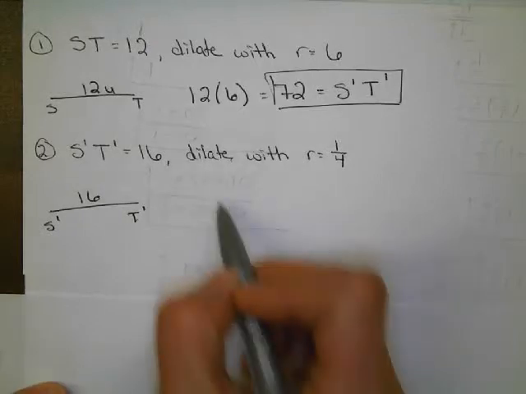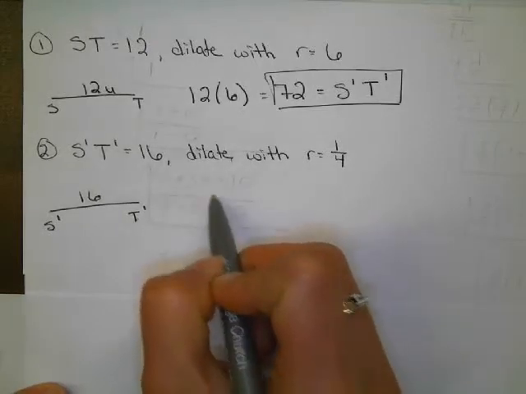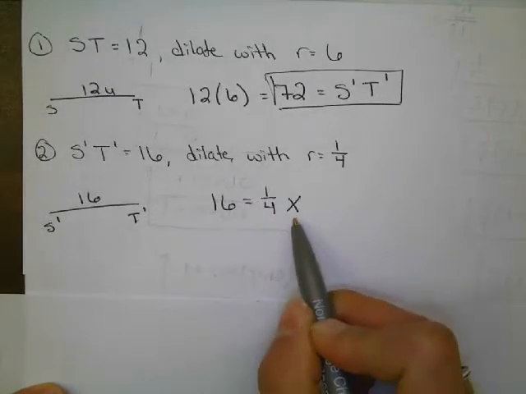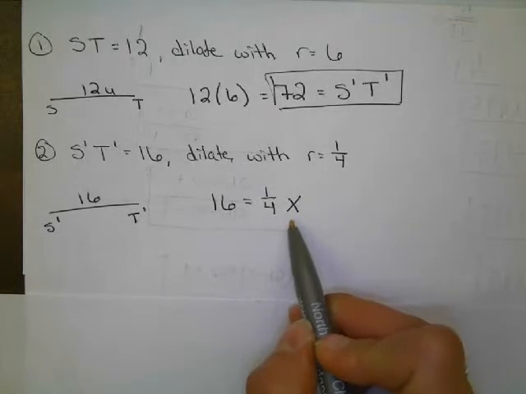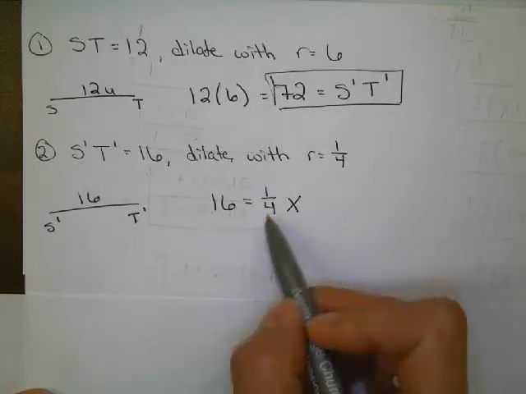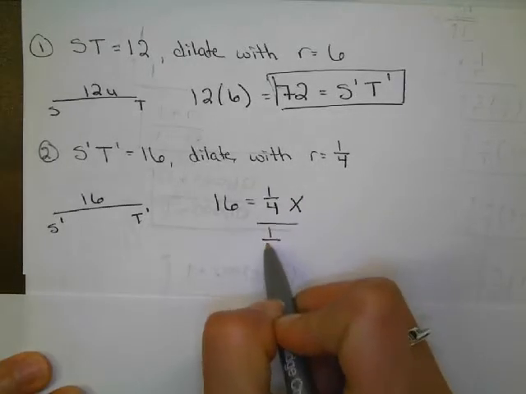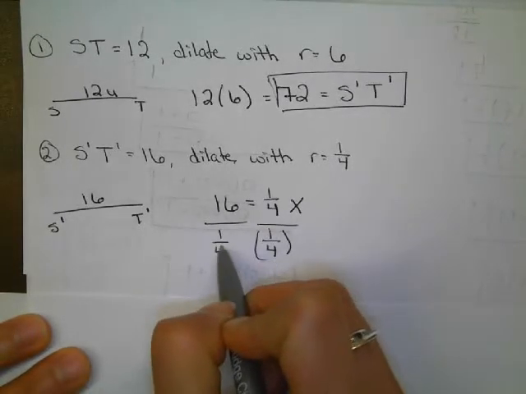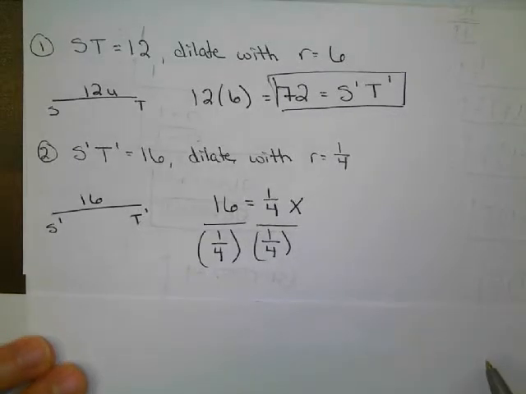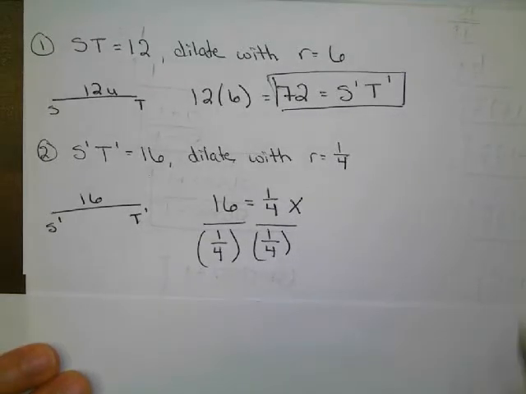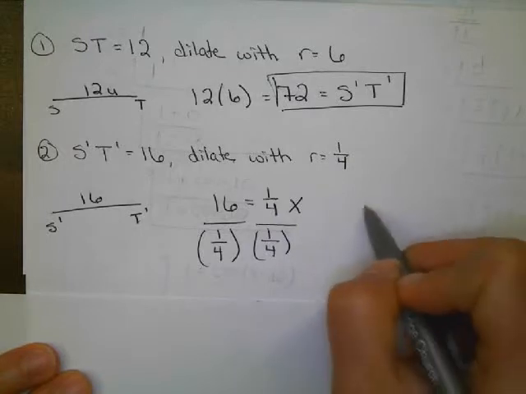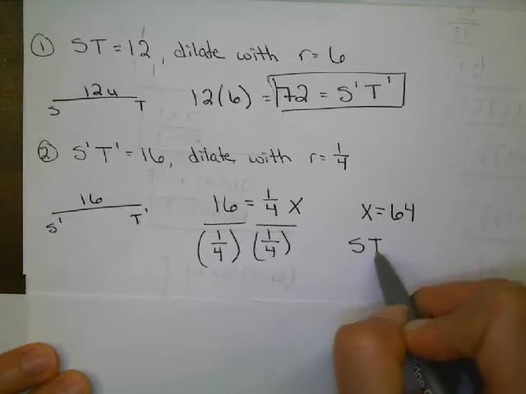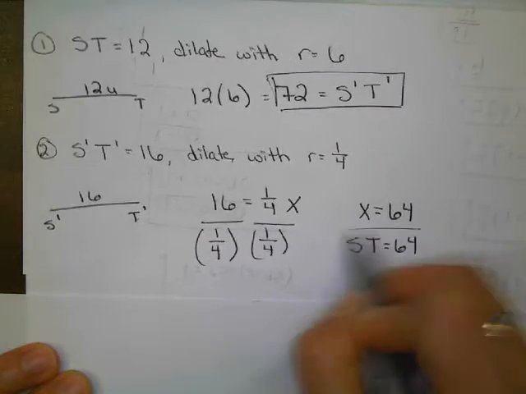So what I can do is set up an equation to solve this. So I have 16 equals 1/4 of whatever the pre-image was that I started with. So this X represents ST. So to get rid of this 1/4, of course I have to divide by 1/4, or you can multiply by 4. And again, when you divide by fractions, make sure you use parentheses. 16 divided by 1/4 ends up being 64. So X is 64, which means the pre-image ST was 64 units long.